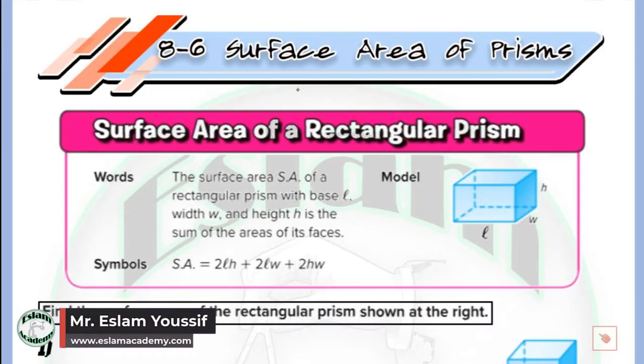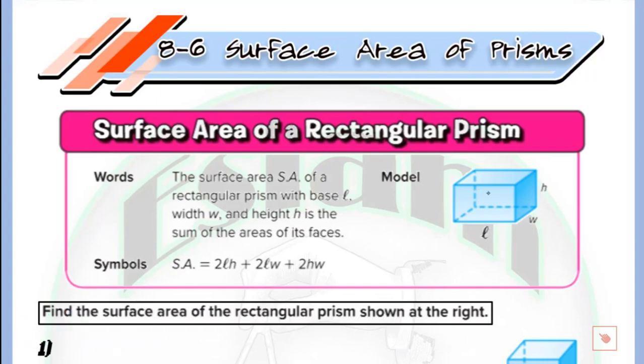In this video we are talking about surface area of the prism. At the first, what is the meaning of the surface area? Surface area means the sum of the areas of all faces of the prism. To find the surface area of the prism, number one, we need to identify the base. Once you identify the base, you can find its perimeter and its area.